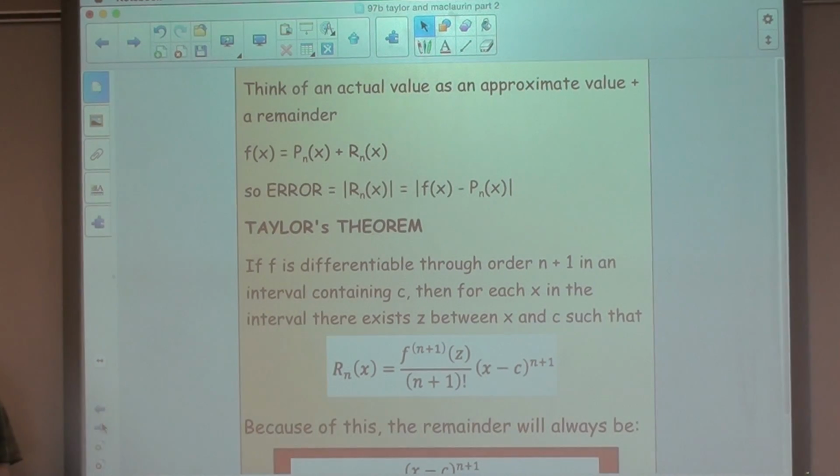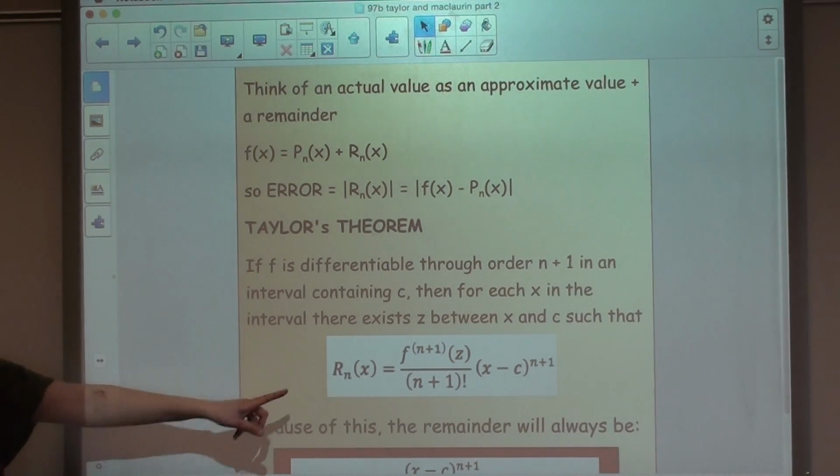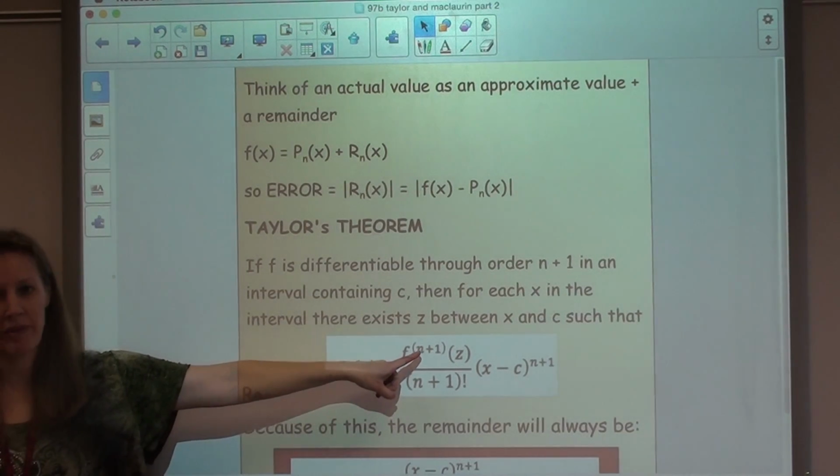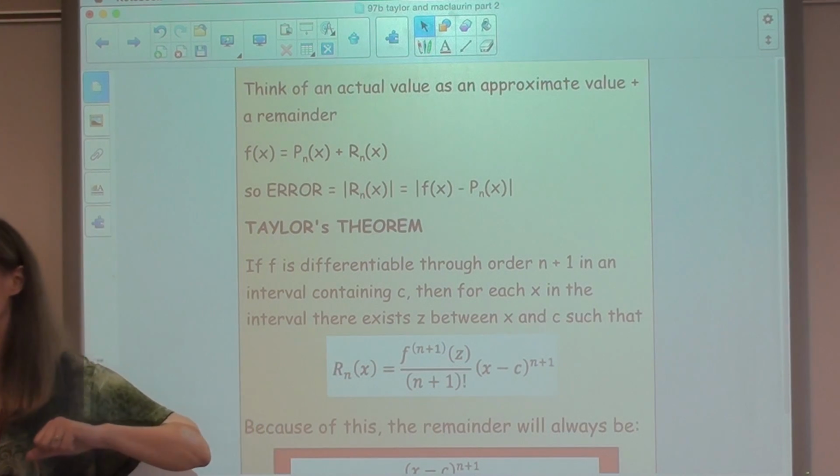Taylor, who came up with the concept of Taylor polynomials, also came up with a theorem on how to calculate the error in a polynomial approximation. He said, if f is differentiable through order n plus 1 in an interval containing c, then for each x in the interval there exists some z between x and c, such that the remainder is the n plus 1st derivative of f at z divided by n plus 1 factorial times x minus c to the n plus 1.